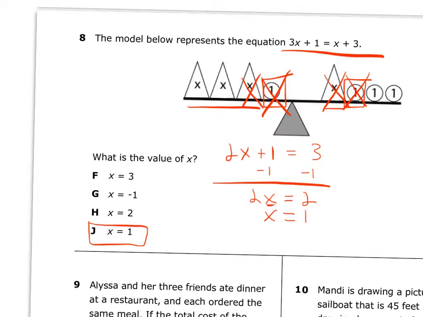Now, if you couldn't remember your steps, you could always just take each individual number and plug it in for your x's up here. And just see if it works. The only one that would work is 1 because 3 times 1 is 3 plus 1 is 4. 1 plus 3 is 4. 4 equals 4. Alright, that's the other way to solve those.